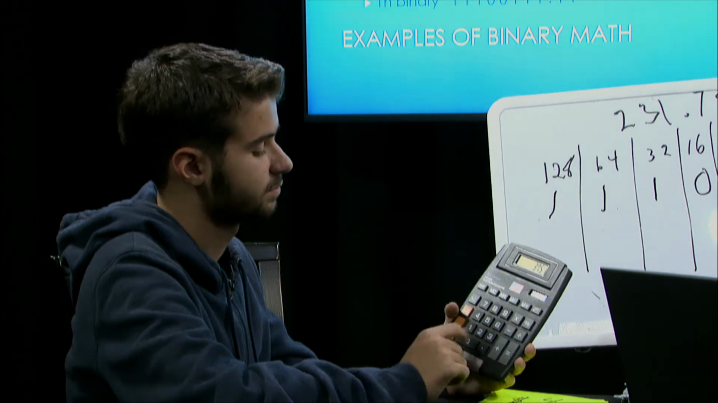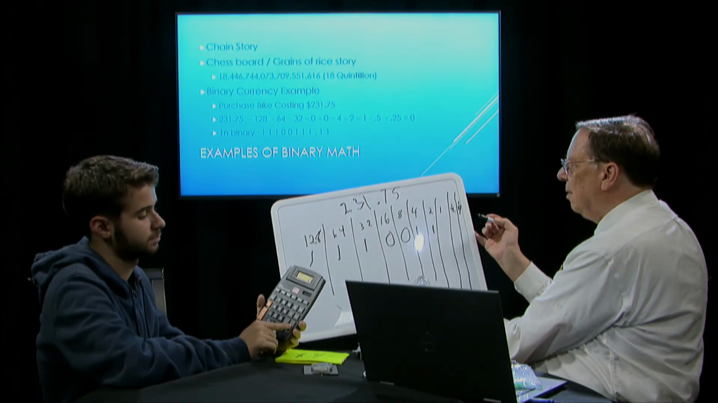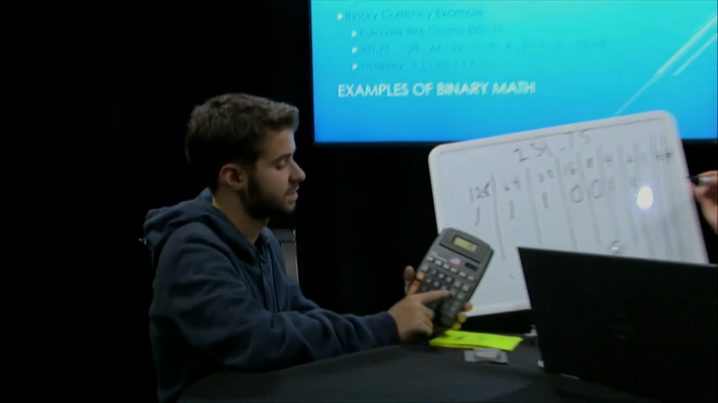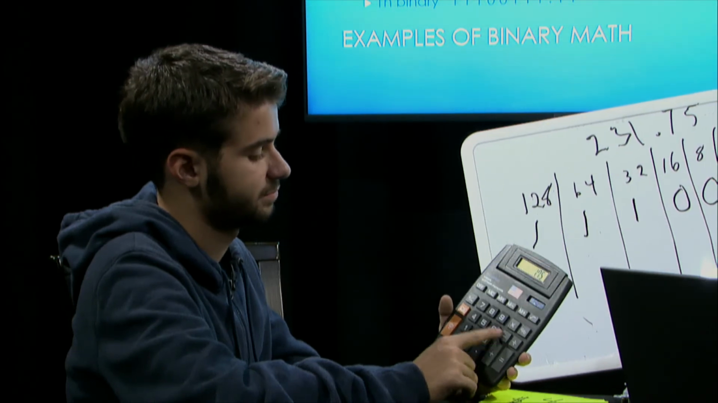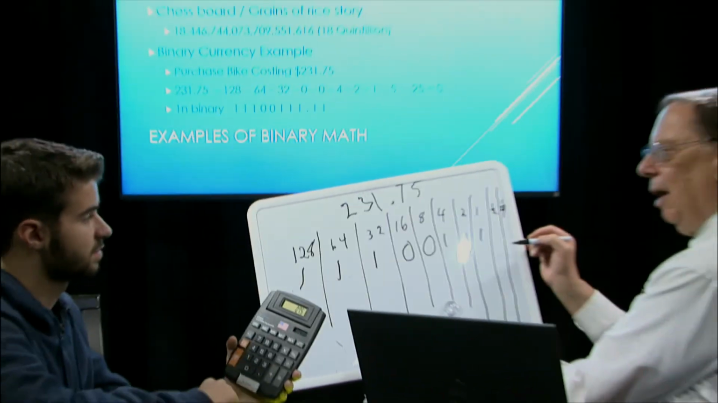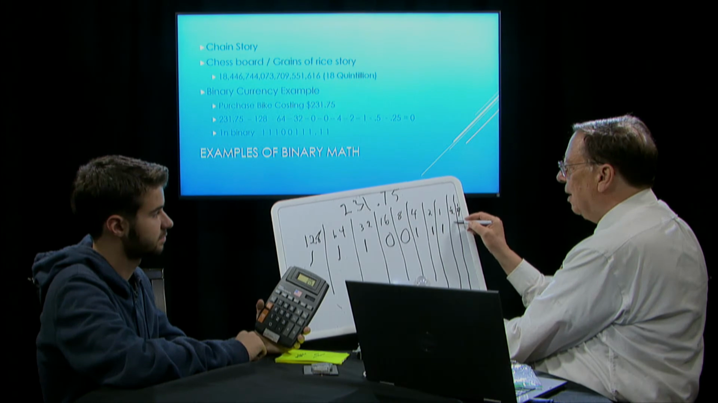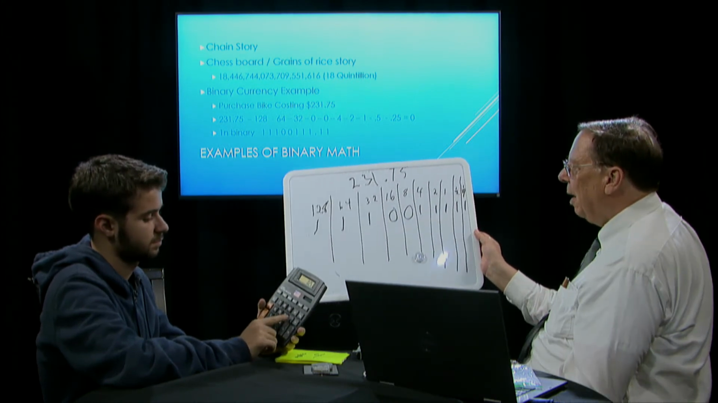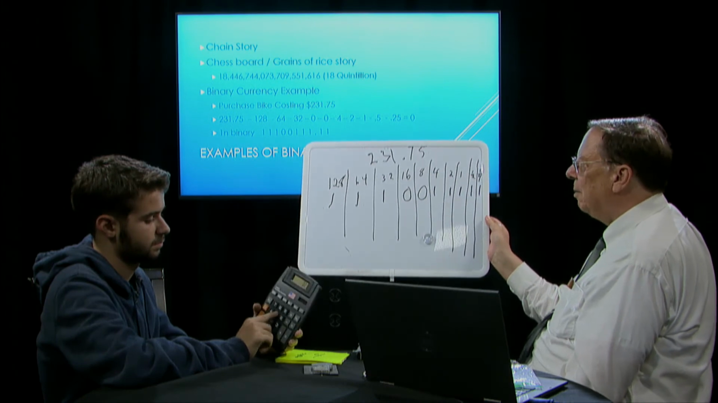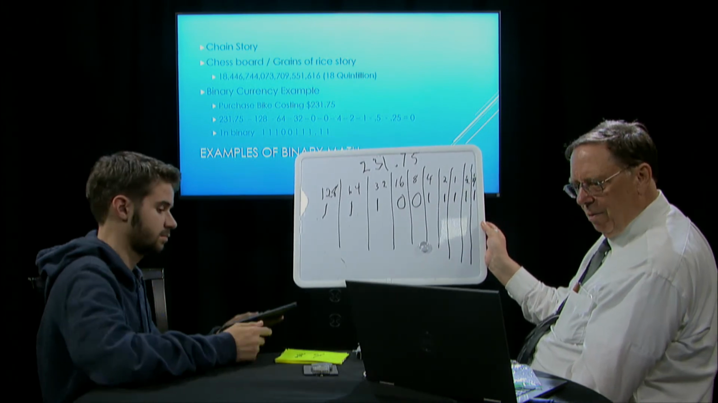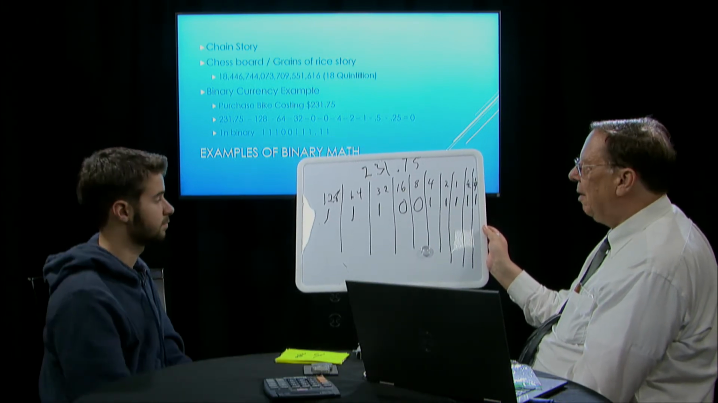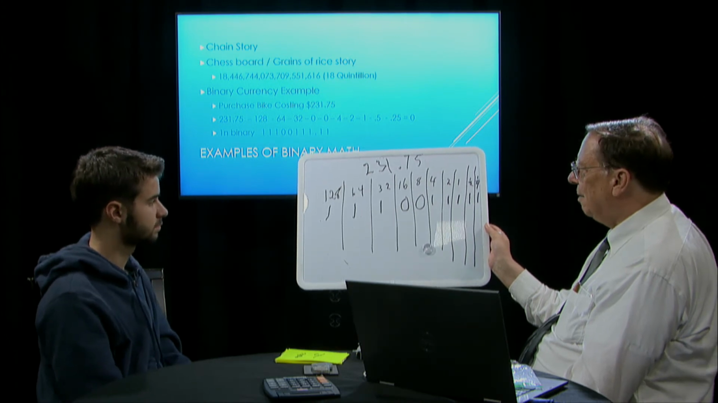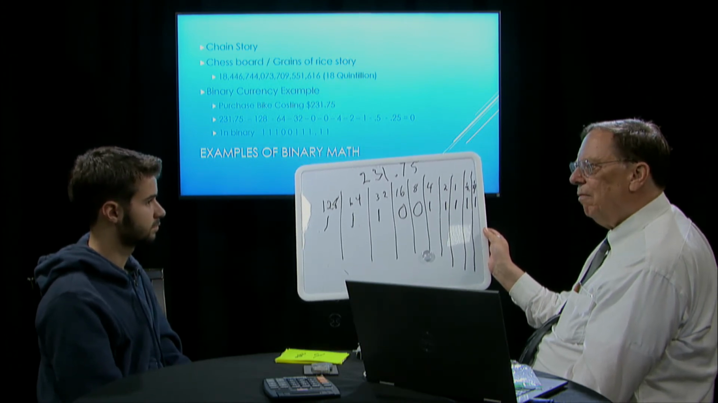$3.75. Okay, we can take out a 2 from that. $1.75. Okay, we can take out a 1 from that. How many halves? 75 cents. Yeah, so we can take out 1/2 and 1/75. So that's what our binary number would look like to buy that bicycle. We'll talk about it again a little bit more later on, but anyway, that's an example of a binary value.